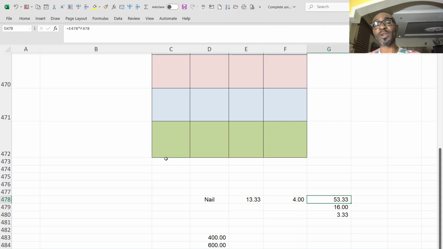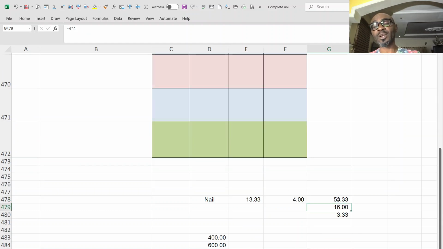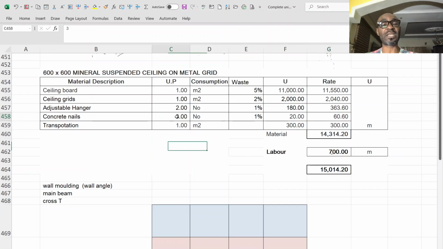that you need to use to hang the wall angle, which is referred to as the wall molding. If you now get the square area of the room, which is 16 square meters because it's a 4x4, you divide the nails by the 16 square meters, and you're going to have 3 pieces of nail to 1 square meter. And that is what you are seeing, 3 pieces here.